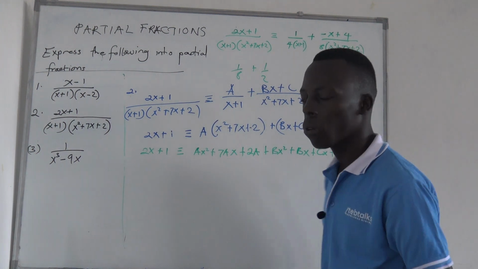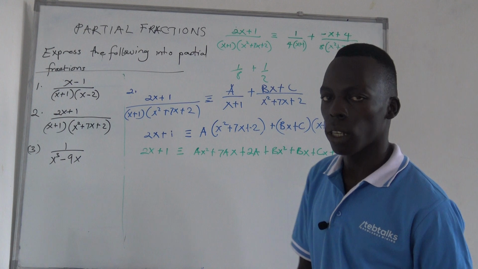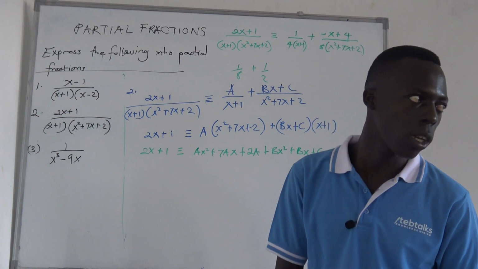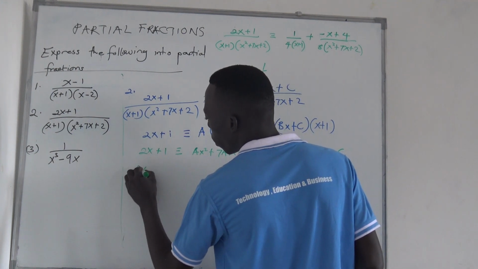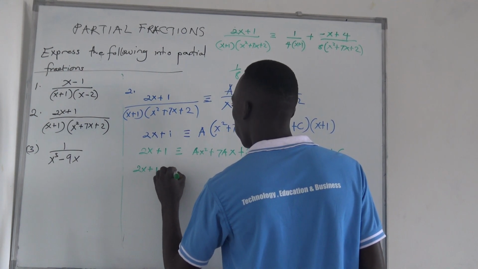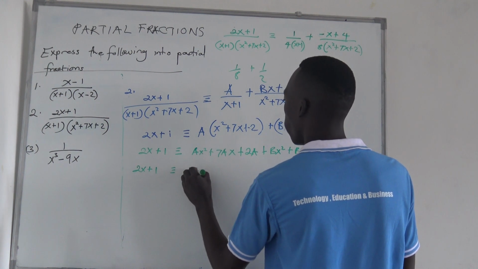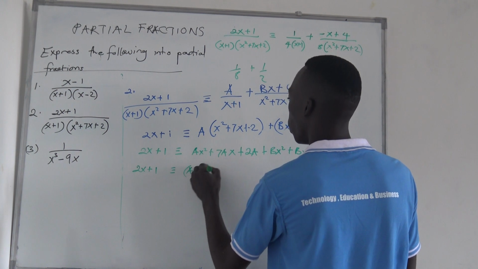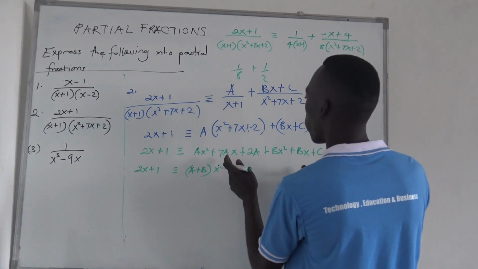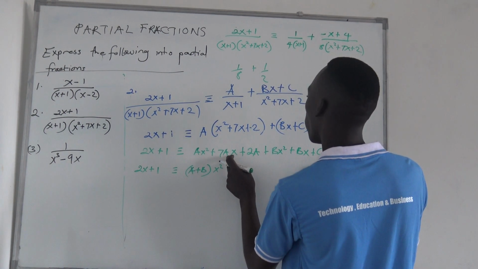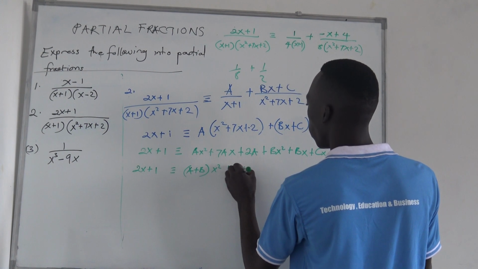So now what we are going to do is grouping them. Grouping those of x squared, bringing them together. That means we are collecting like terms. So for this case, it becomes 2x plus 1 is equivalent to, so I'll get this one, which is a plus b x squared.